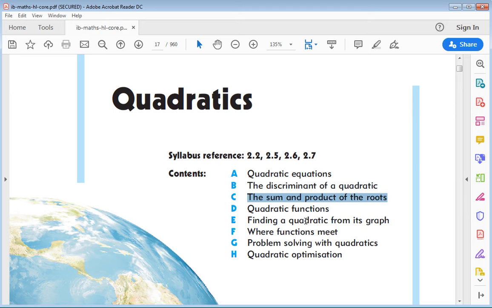So maybe an extra practice problem or 2 there. Then where functions meet: when you have 2 quadratics that cross and touch each other, or maybe you have a line and a quadratic that just touch once, or maybe they touch twice.